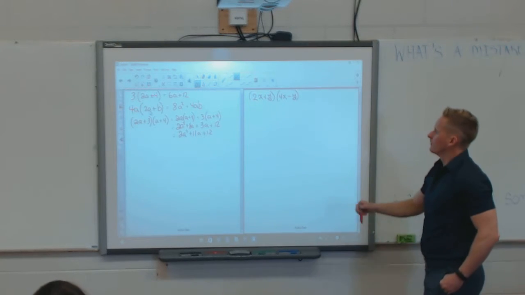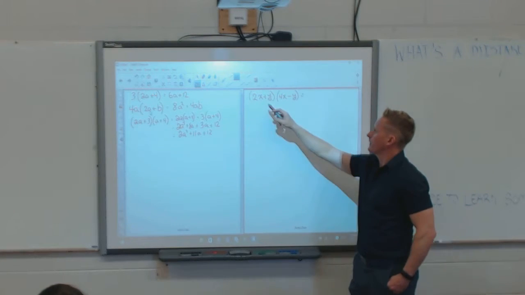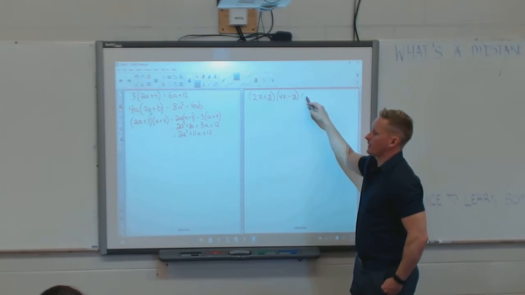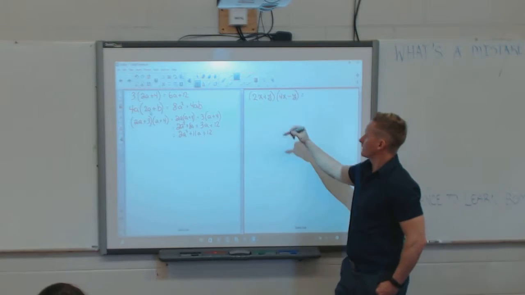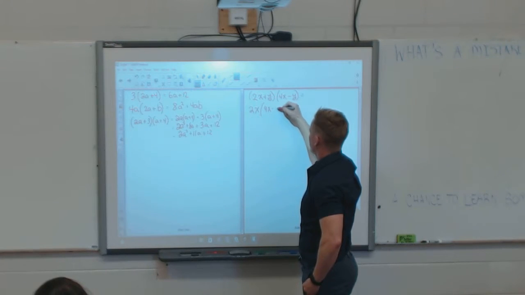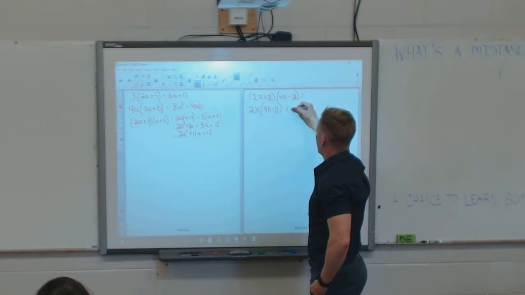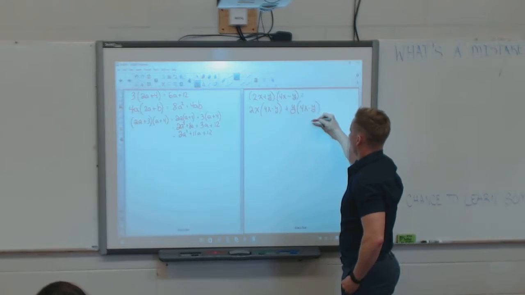Okay, so again, the same thing occurs. What am I doing? I have to take this, multiply it through here, take this, multiply it through there, and then collect the like terms. So I get 2x times 4x minus y plus y times 4x minus y.